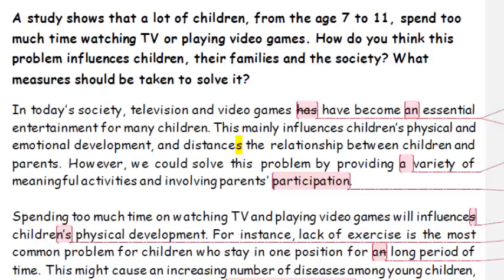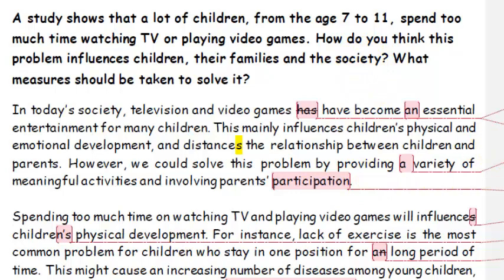So let's take a look at the kind of feedback you receive when you buy our writing feedback packages. So here we have a question. A study shows that a lot of children from the age of 7 to 11 spend too much time watching TV or playing video games. How do you think this problem influences children, their families and society? What measures should be taken?